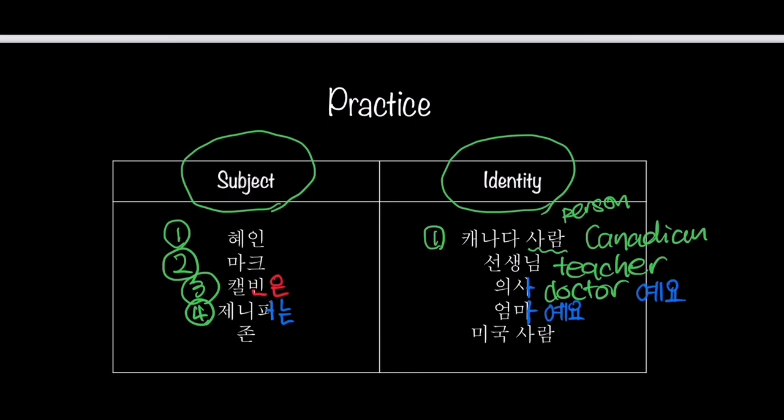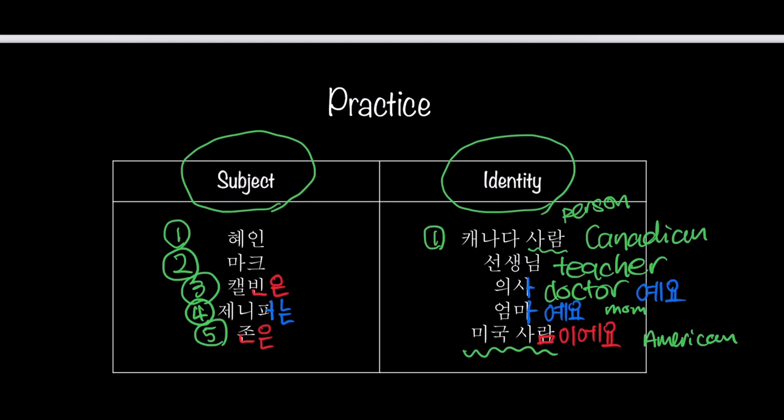What about the fifth sentence? 존 ends in a consonant, so we're going to use the particle 은. 미국 사람 ends in a consonant, so we're going to use the conjugation 이에요. 미국 사람 is American. So John is American is going to be 존은 미국 사람이에요.